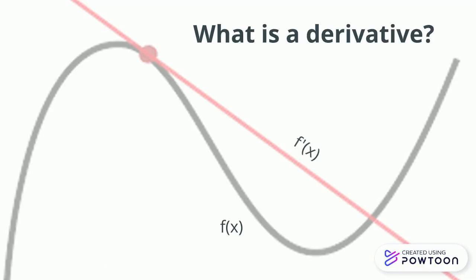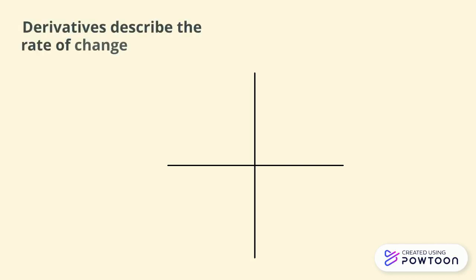Hey guys, today we're going to talk about what is a derivative, and we're going to answer that question. So, we're going to look at the definition first. A derivative describes the rate of change at a point.